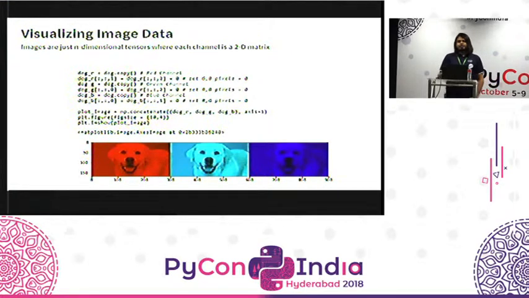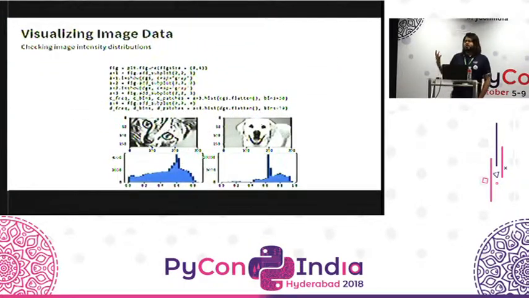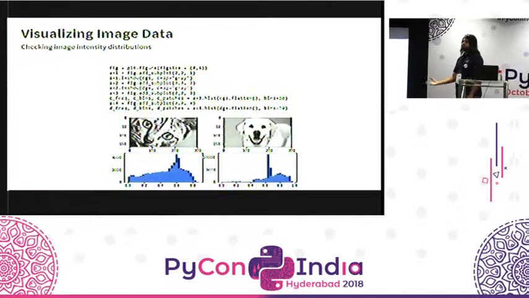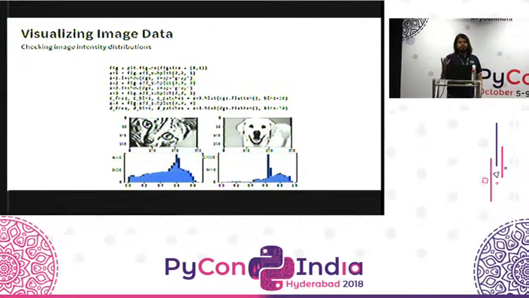So how do you visualize data? Ultimately, why you should visualize the data is so that you can use it for something, right? Be it machine learning or building a deep learning model, aspects like this. So some ways of doing this is basically checking image intensity distribution. What is my image intensity based on the pixel values?